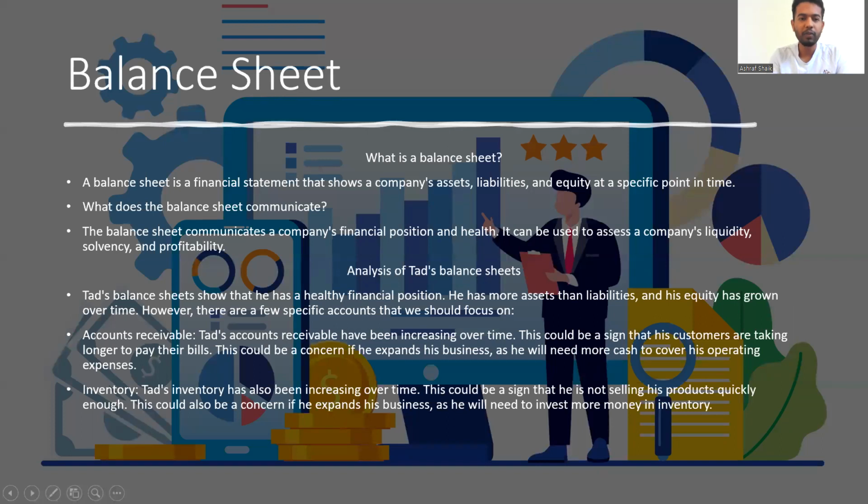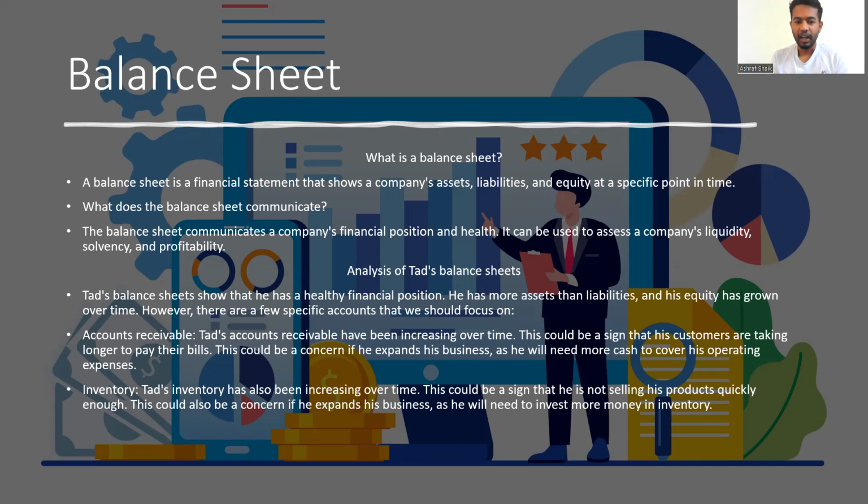So first of all, what is a balance sheet? A balance sheet is a financial statement of a company that shows assets, liabilities, and equity, everything at the same time. What does the balance sheet tell us? The balance sheet communicates the company's financial position. How many assets does he have? How many liabilities does he have? What is the position of the company? And which assets can be used for liquidity and solvency for the profit of the company.